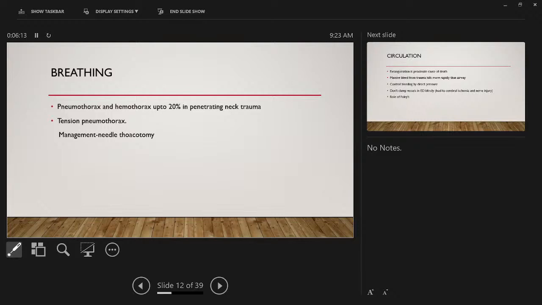So as we all know, the management for tension pneumothorax is immediate needle thoracostomy, followed by the permanent, confirmatory, or definitive treatment, which is ICD, done in the fifth intercostal space, just anterior to the mid-axillary line or at the anterior axillary line.